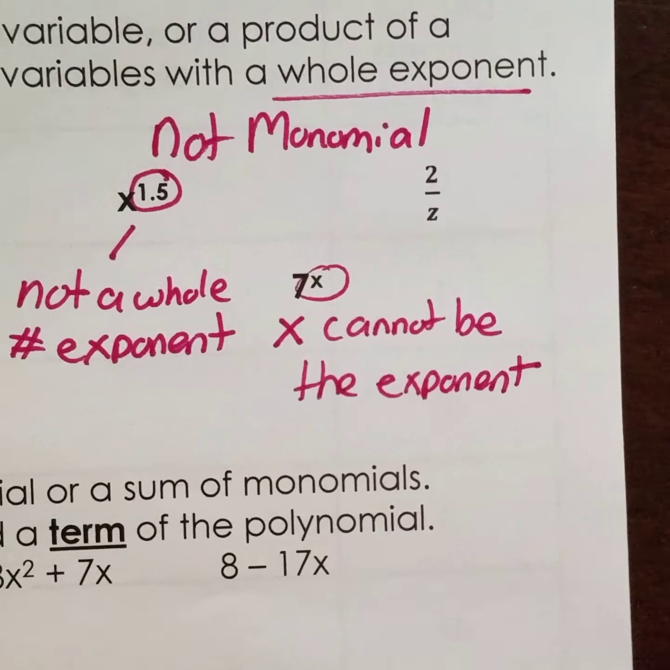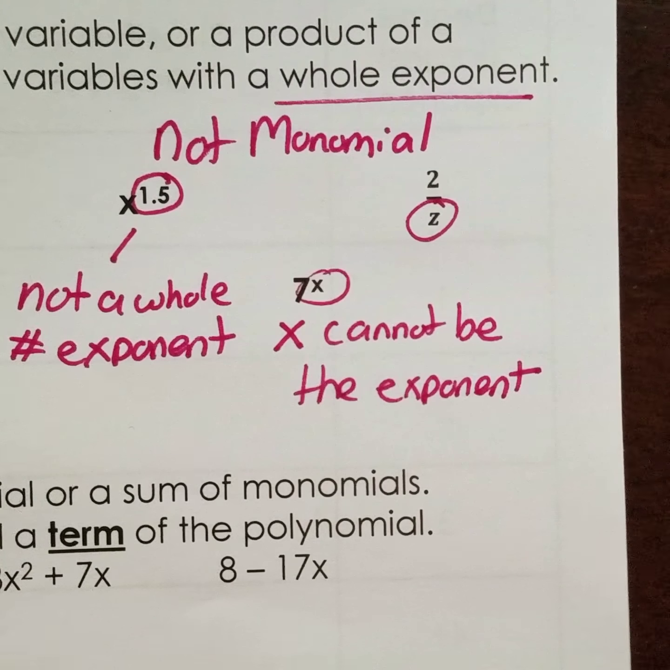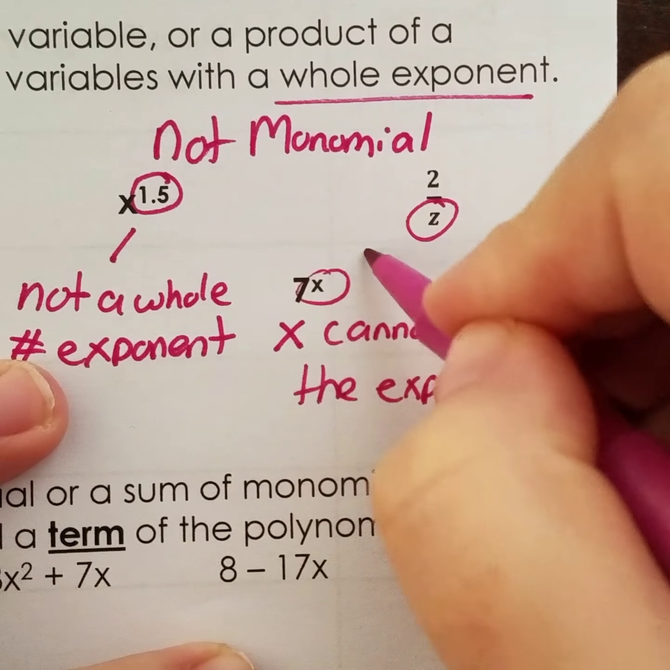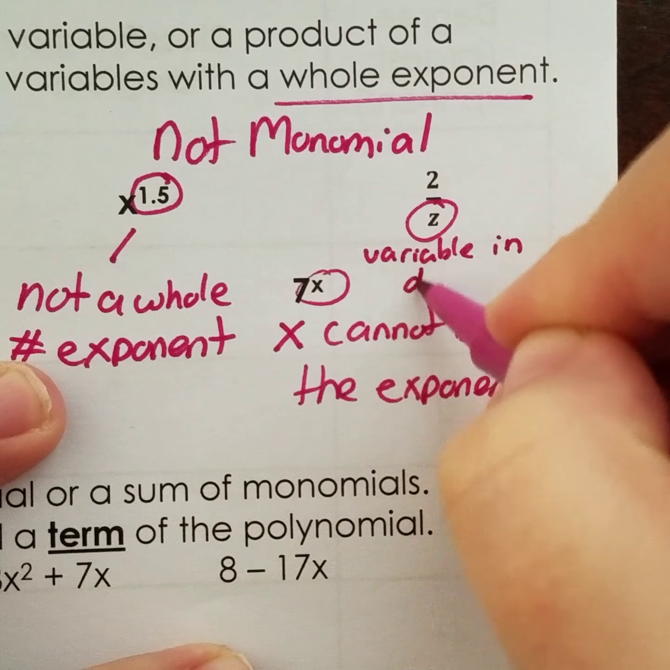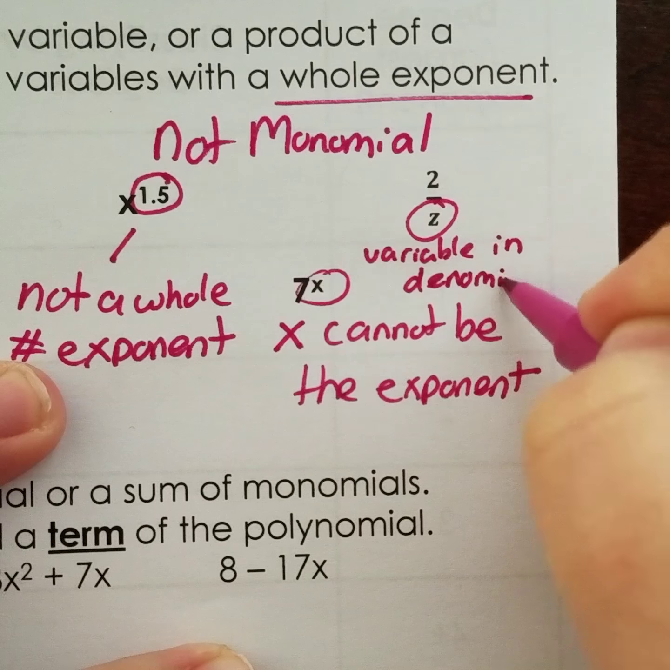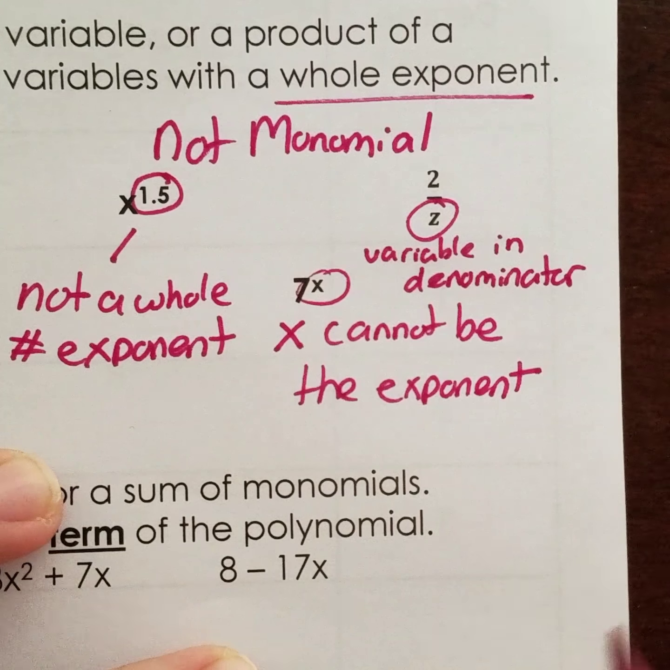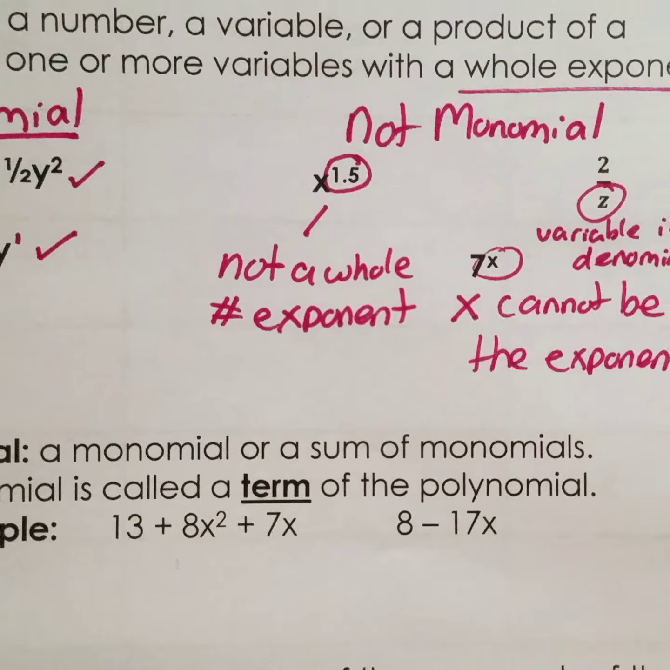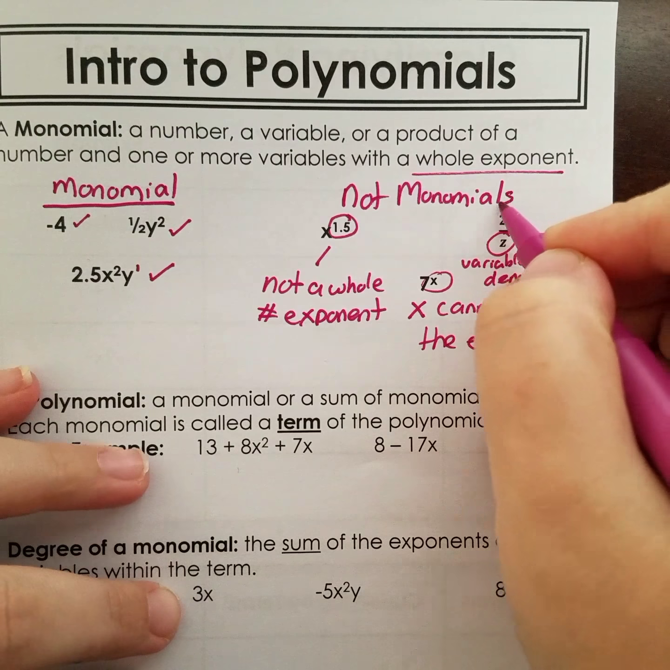Okay, and over here, what's wrong with this one? Well, the variable is in the bottom. So, variable in denominator. That's not allowed. All right, so those are examples of monomials and not monomials.